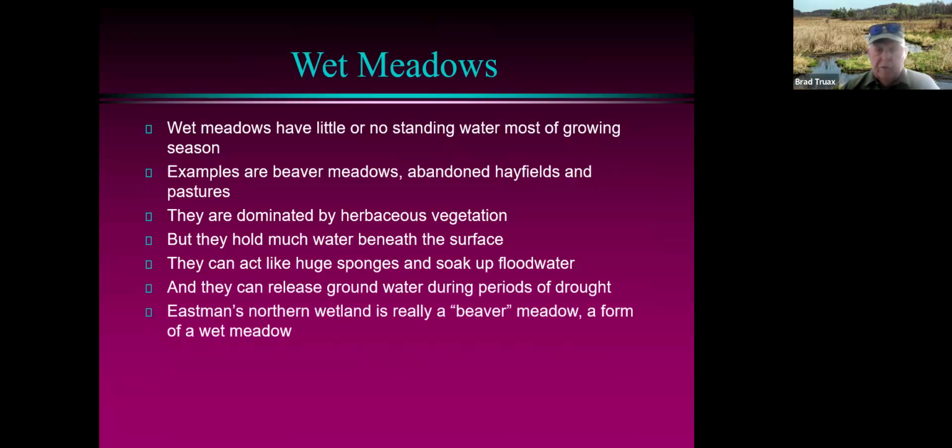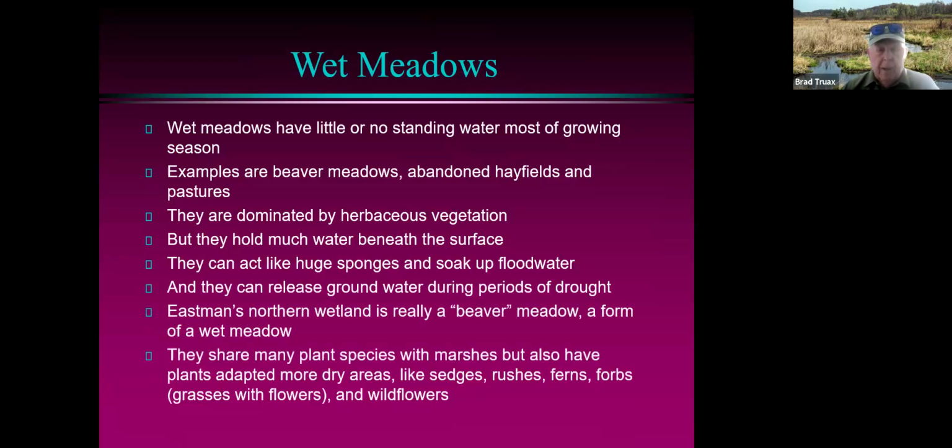Eastman's northern wetland is really a beaver meadow, which is again a form of a wet meadow. And these share many plant species with marshes, but they also have plants that are adapted for more dry areas, things like sedges, rushes, ferns, and forbs. Forbs are grasses that have flowers and wildflowers. And the many flowering plants are very good sources of nectar for pollinators.